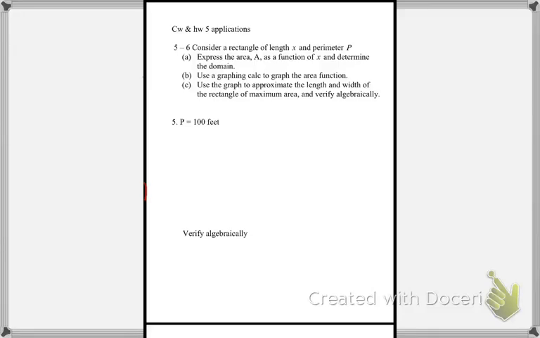Okay, just to go over this one again, we did this in class together. We're taking a rectangle, length x and width y, and we set up our let statements. Let x equal the length, let y equal the width, and we want to maximize our area.